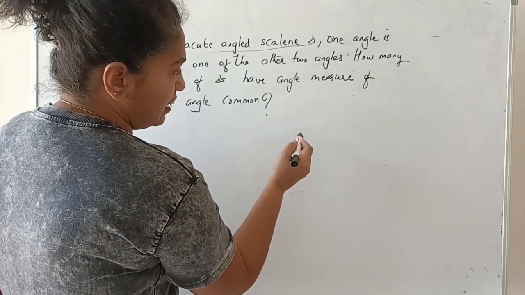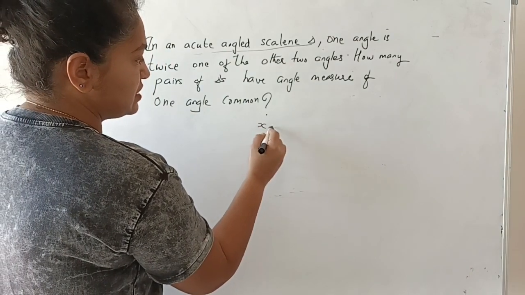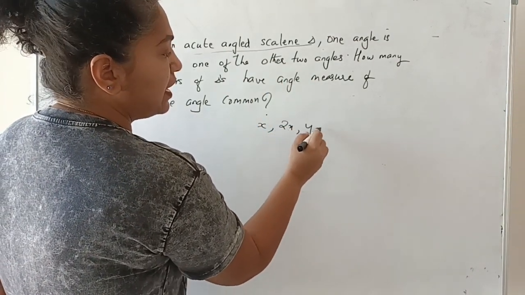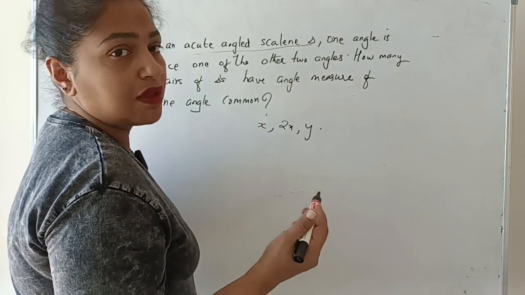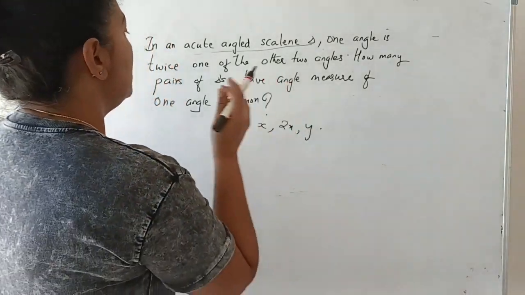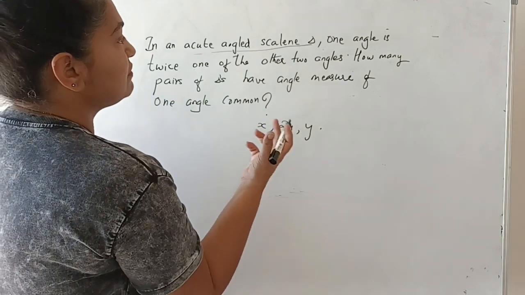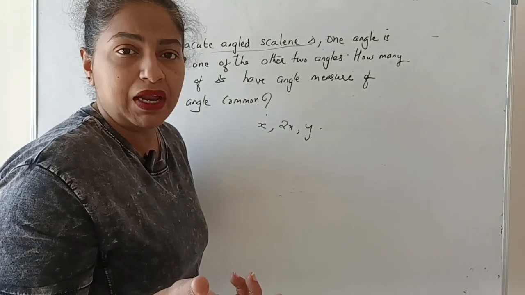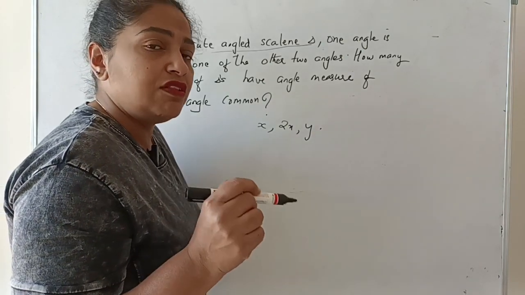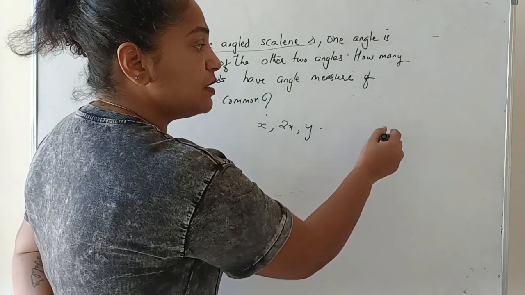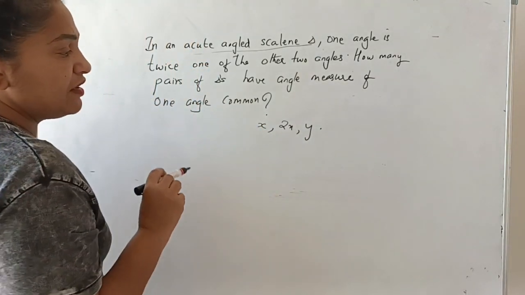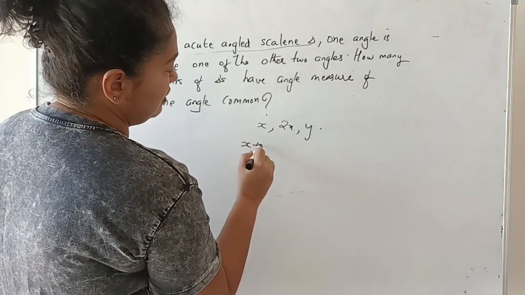So you have got three angles. If one angle measures x, one angle is twice one of the other two angles, so 2x, and another random angle y. These are my three angles of the scalene triangle. How many pairs of triangles have the angle measure of one angle common? So which means that you are going to get multiple answers for the triangle, and in those multiple answers we need to find the pairs which have at least one angle common. Okay. Now x, 2x and y. So when I am adding, what do I get?